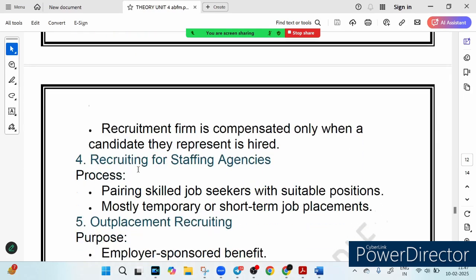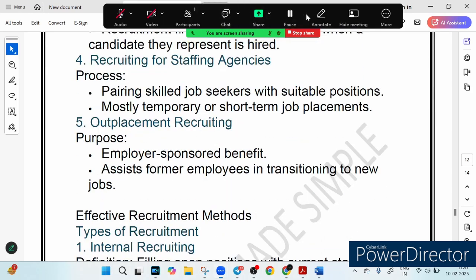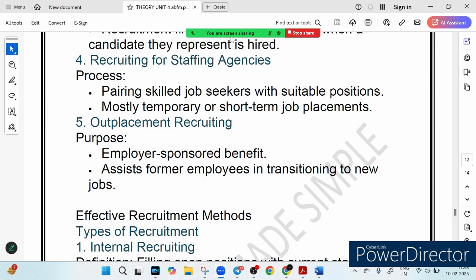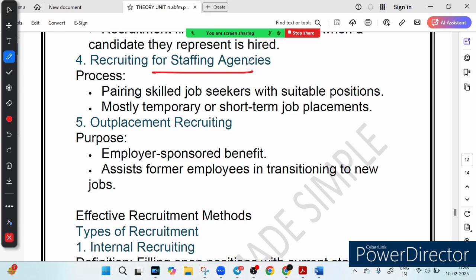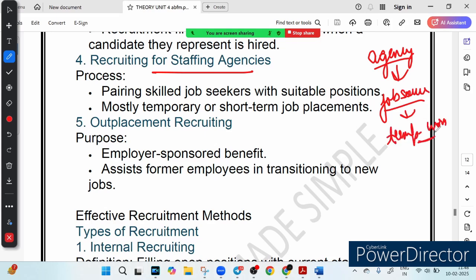Then we have something called recruiting for a staffing agency. This is the fourth type of recruiting. This is where an agency helps job seekers find temporary or short term work. Think of seasonal jobs like hiring extra delivery drivers during the festive season, or temporary workers during office renovation.